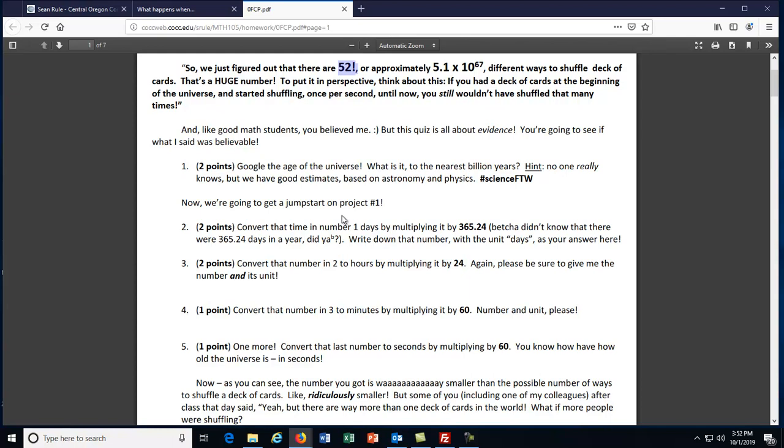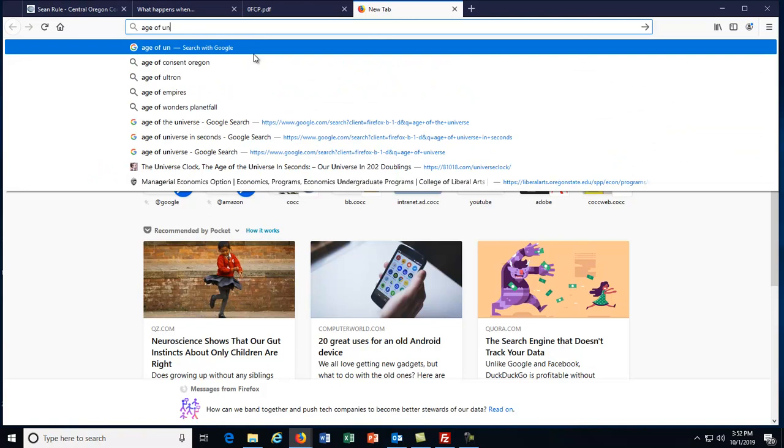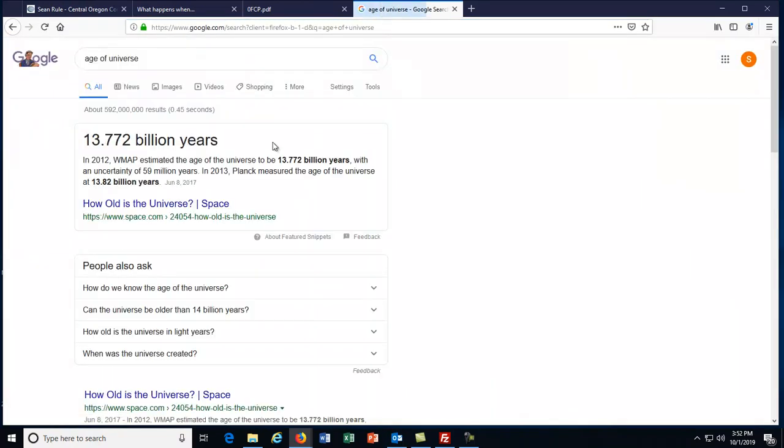There we go. The next part just says Google the age of the universe to the nearest billion years. All right, so let's do that. Age of universe. Okay, 13.772 billion years. We'll just call that 14 billion years.